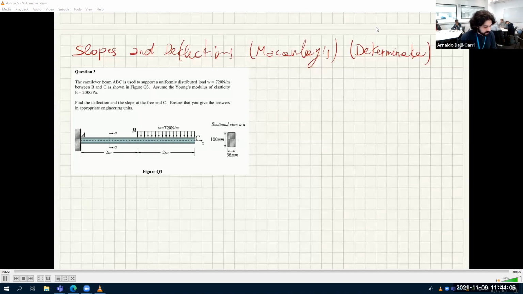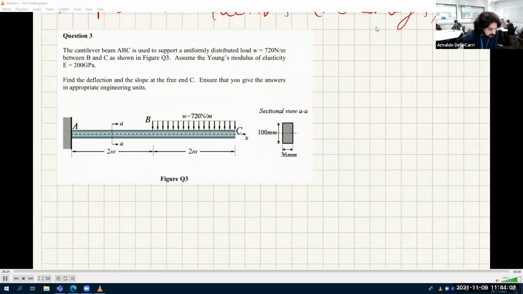Okay, so let's do this. A cantilever beam is used to support a uniformly distributed load between B and C. Assume Young's modulus of elasticity is 200 gigapascals. Find the deflection and the slope at the free end, C, in appropriate engineering units. First of all, we need the bending moment diagram of this thing.